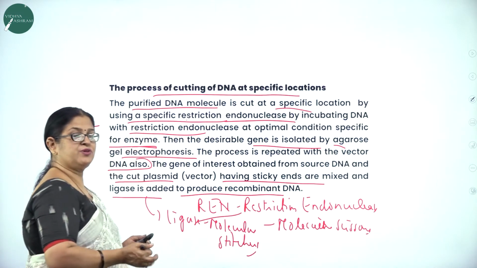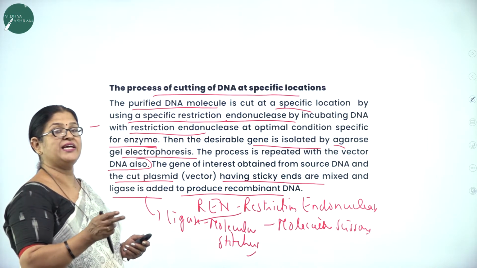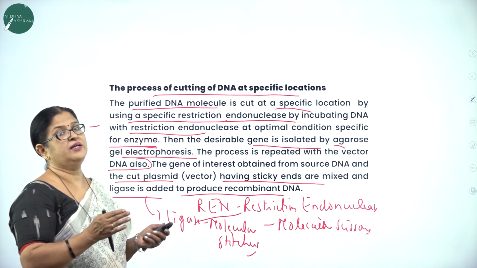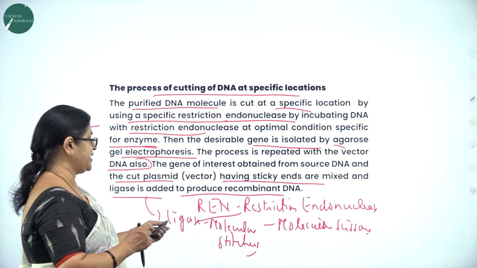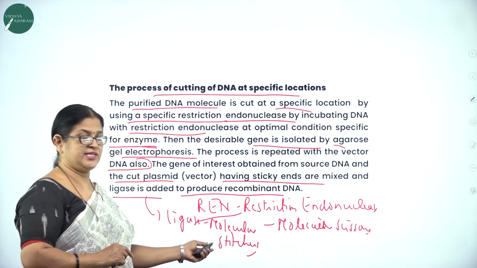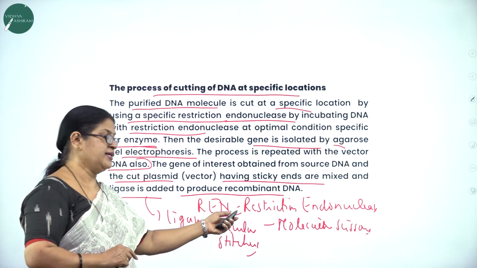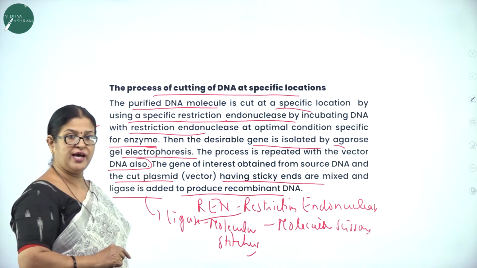If restriction endonuclease is used to cut the DNA at specific sites, ligases are used to join the two cut ends, the sticky ends of the DNA molecule. So they are called what? Molecular stitchers, whereas restriction endonuclease is called molecular scissor and this is called molecular stitcher.